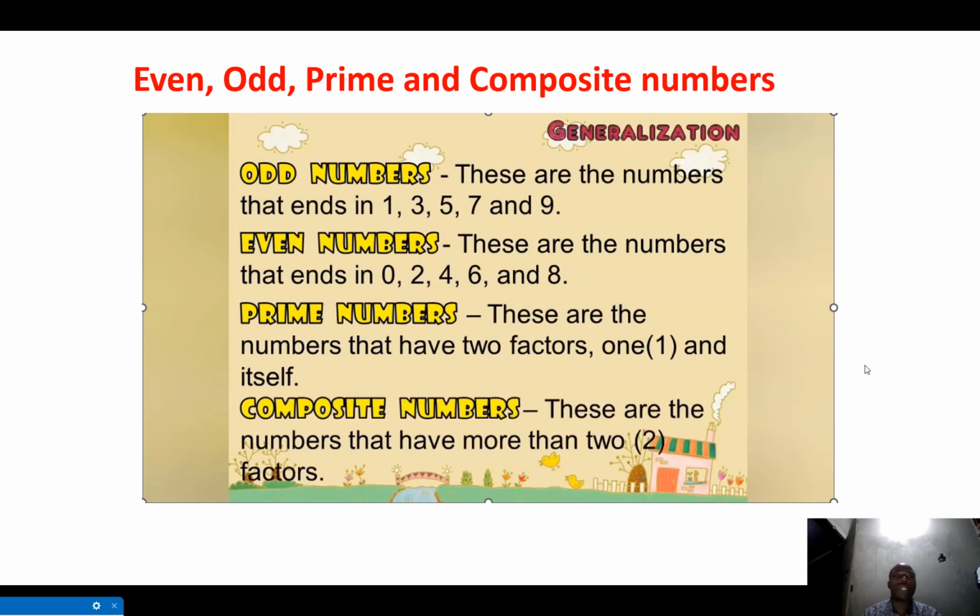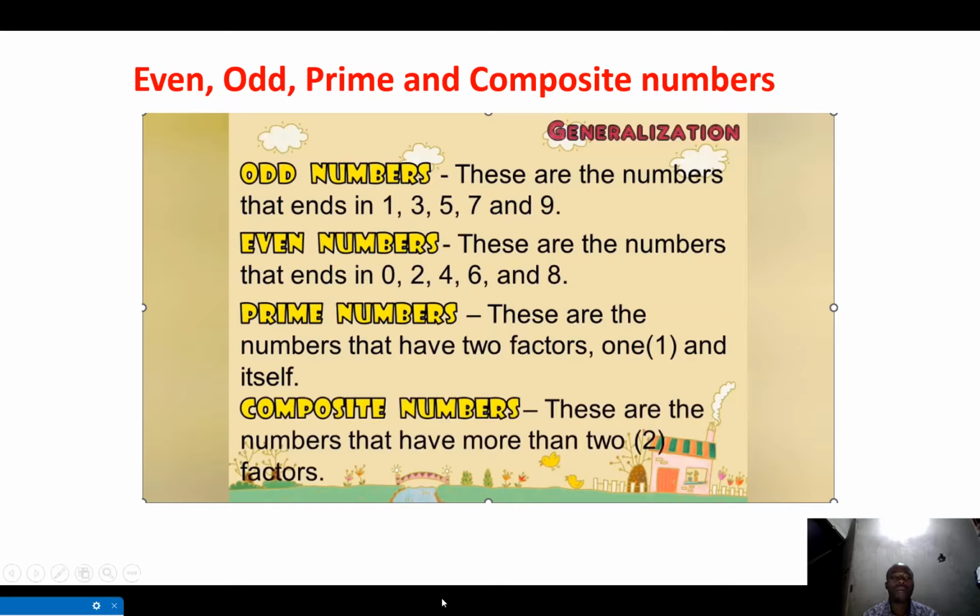So now we can proceed and look at other numbers like even numbers, odd numbers, prime numbers, and composite numbers. In summary, odd numbers are numbers that end in 1, or can end in 3, 5, 7, or 9. You can give an example. So long as you end with any of the digits mentioned, then you have written down an odd number.